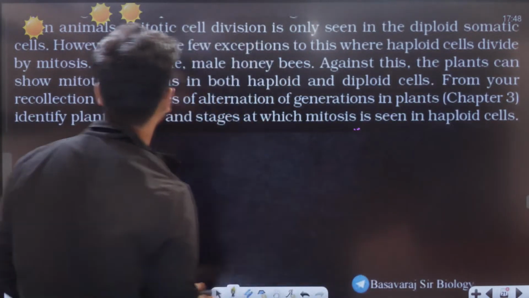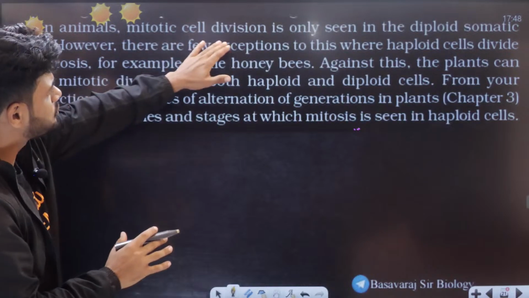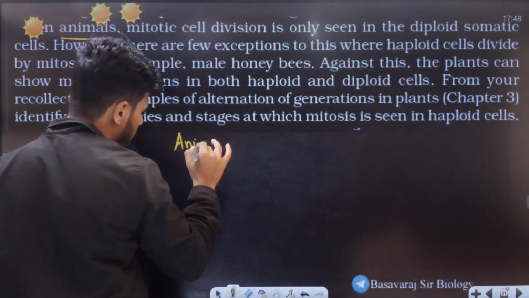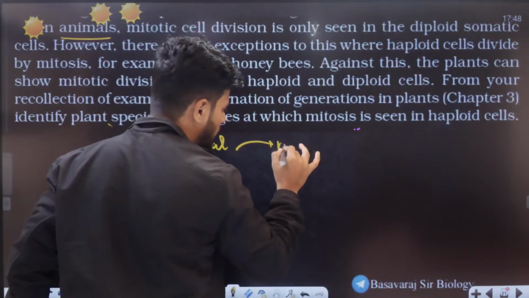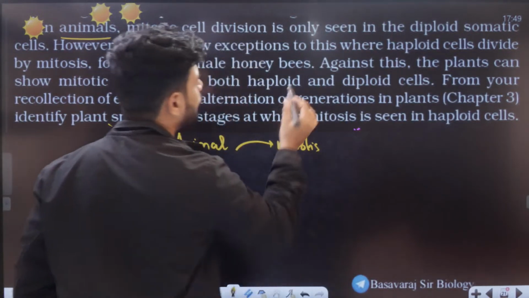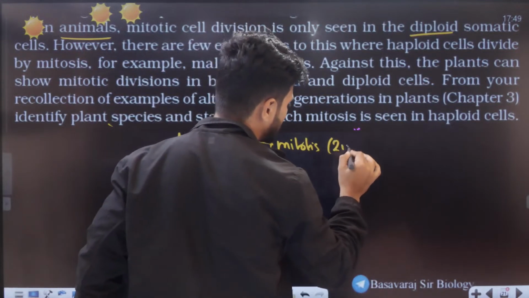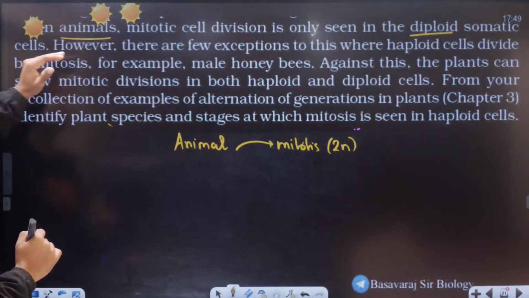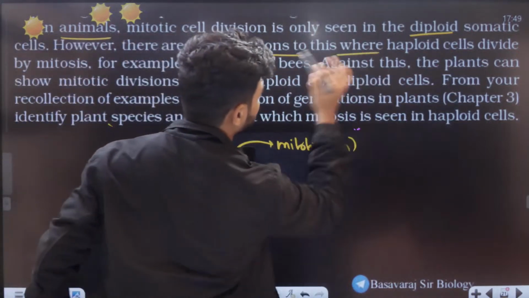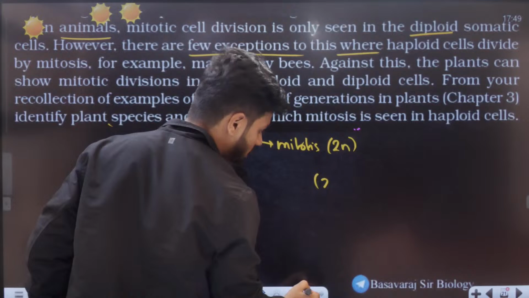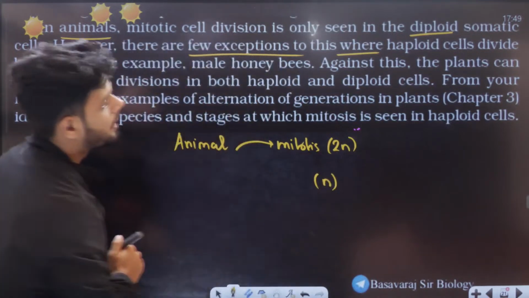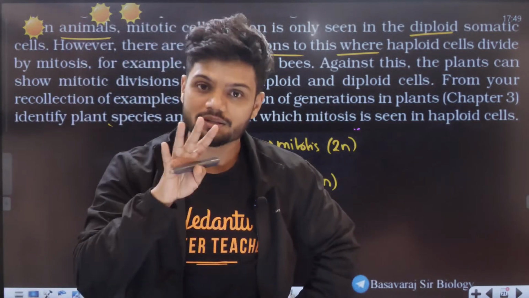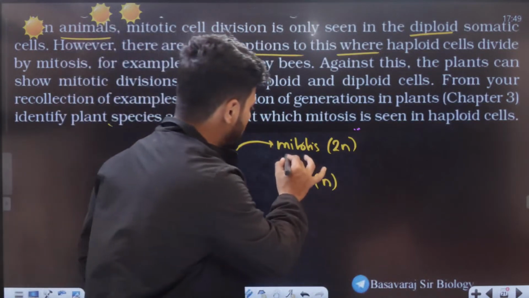Today, figure out something new. In animal cells, mitotic cell division is only seen in diploid cells. In the case of animal cells, students, mitosis is seen only in diploid cells. That is, a diploid somatic cell will undergo mitosis. However, there are a few exceptions, where a haploid cell divides by mitosis. Generally in our body, a diploid cell will undergo mitosis.